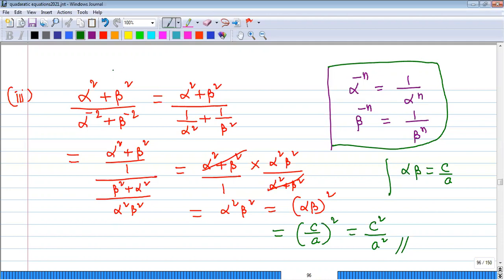Generally, by observing this, we can make a pattern. If alpha square plus beta square by alpha power minus 2 plus beta power minus 2 is alpha beta whole square, similarly alpha power n plus beta power n upon alpha power minus n plus beta power minus n, directly we can write alpha beta whole power n. Clear? Yes or no? Yes, sir. Okay, sir.